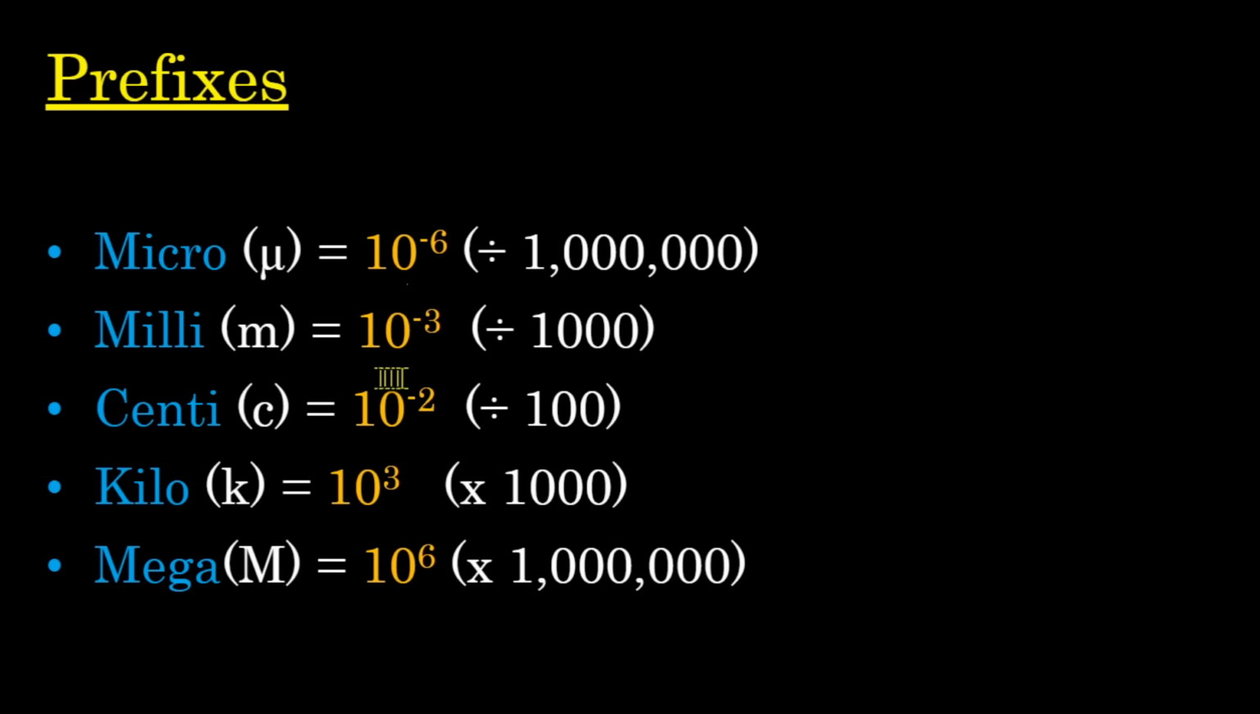Centi is 10 to the power negative 2, which means divide by 100. Kilo is 10 to the power 3, which means multiply by 1,000. Mega is 10 to the power 6, which means multiply by a million.